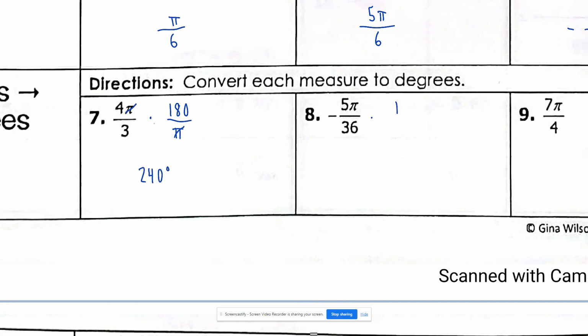Next, we're going to multiply by 180 over pi. We're going to let our pi's do what? And you're going to type in your calculator. Negative 5 over 36 times 180. Negative 5 over 36 times 180 equals? Negative 25 degrees. Negative 25 degrees is my answer.